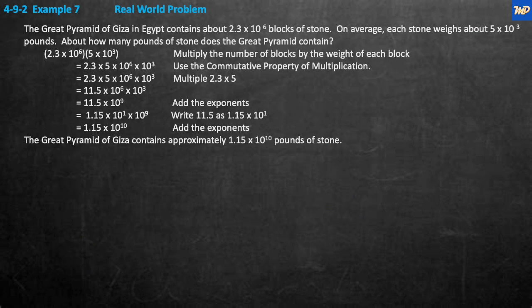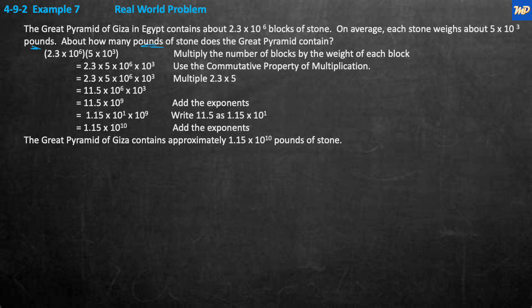Here's a real world problem. It says the Great Pyramid of Giza in Egypt contains about 2.3 times 10 to the 6 blocks of stone. 2 million some stones, right? 2.3 million stones. On average, each stone weighs 5 times 10 to the 3rd pounds, it says. So it says, about how many pounds of stones does the Great Pyramid contain? So let's do it. We've got the answer here, but let's work it out ourselves.